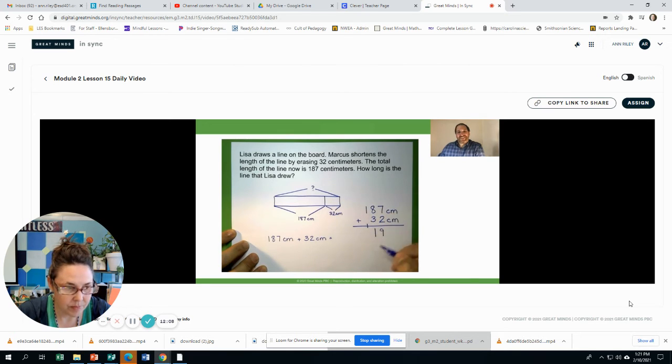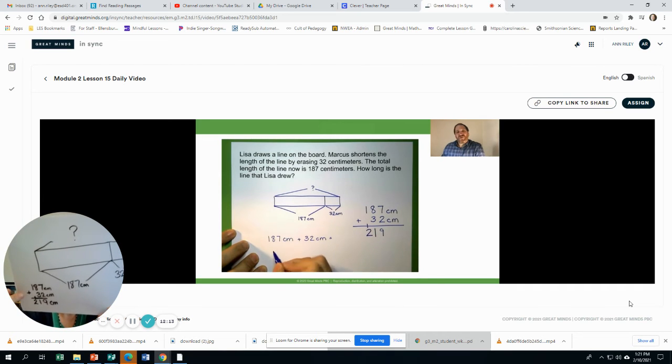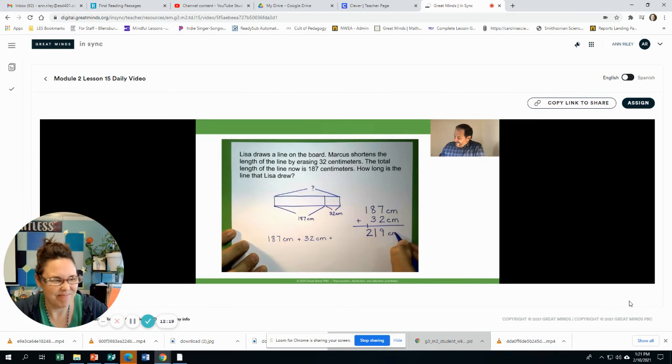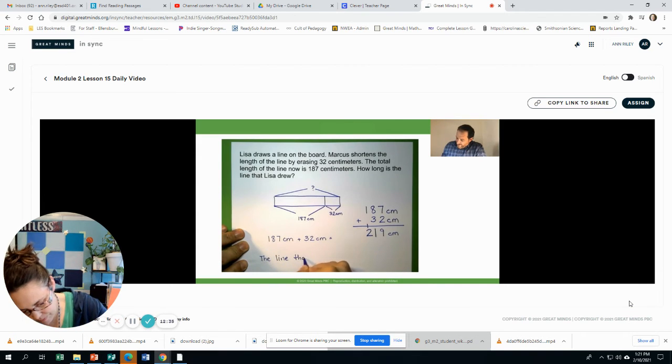What is 100 plus 100? You got it. 200. And what unit goes with my total here? That's right. Centimeters. Go ahead and say out loud in a statement the answer to this problem. Great work. We could write the line that Lisa drew was 219 centimeters.